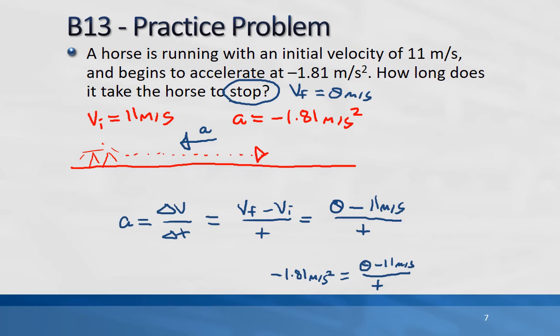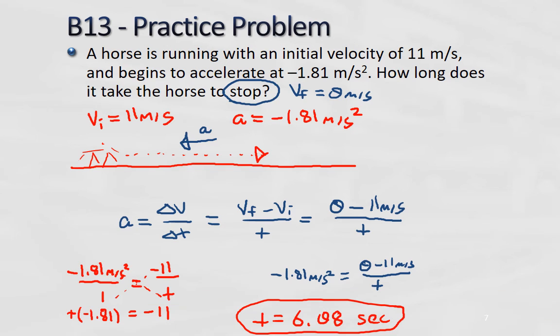Okay, so when we solve for that, we're looking for how much time it takes to stop, and that's here. We have the change in velocity over time. When we cross multiply and solve for time, it would take 6.808 seconds if the horse is slowing down at that rate.